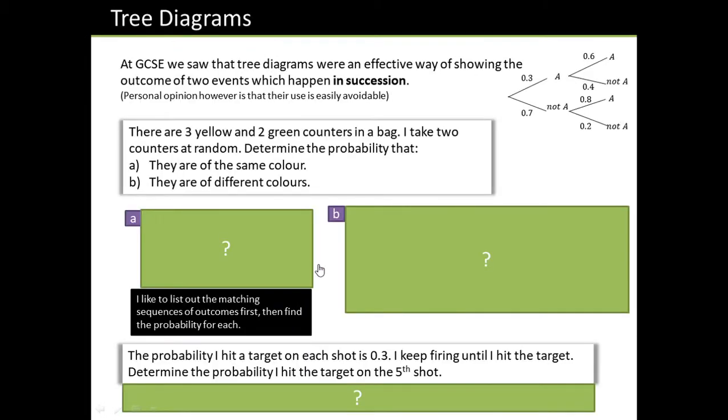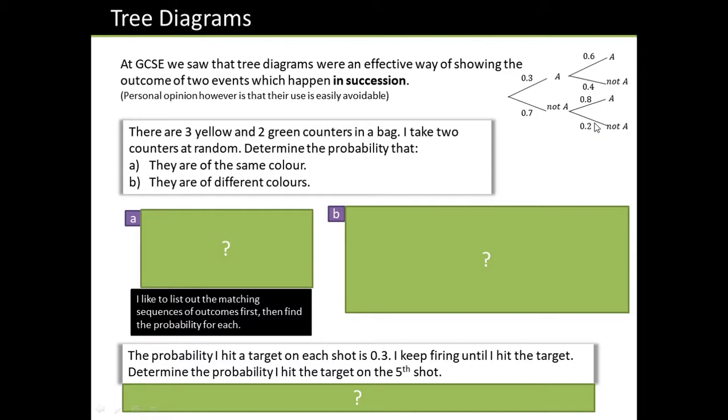Last thing is tree diagrams. So you've seen tree diagrams before. They're an effective way of showing outcomes of two events which happen in succession. I would agree with Dr. Frost here when he says that their use is easily avoidable, because you can pretty much use Venn diagrams for every situation, but you need to be able to use them. So have a read of this example here and the Venn diagram that matches it.